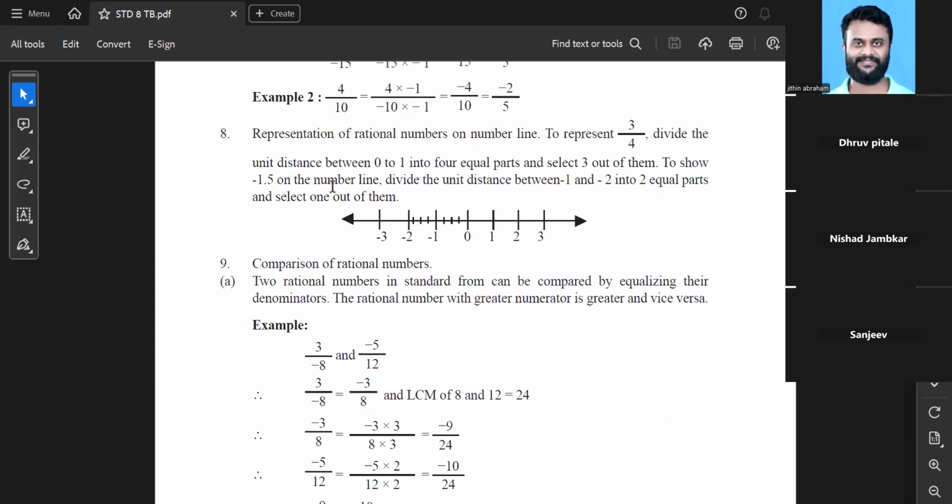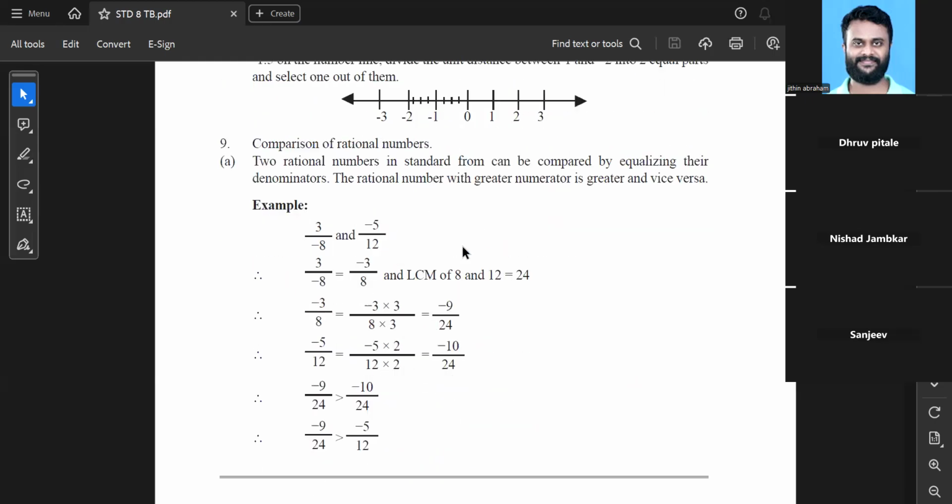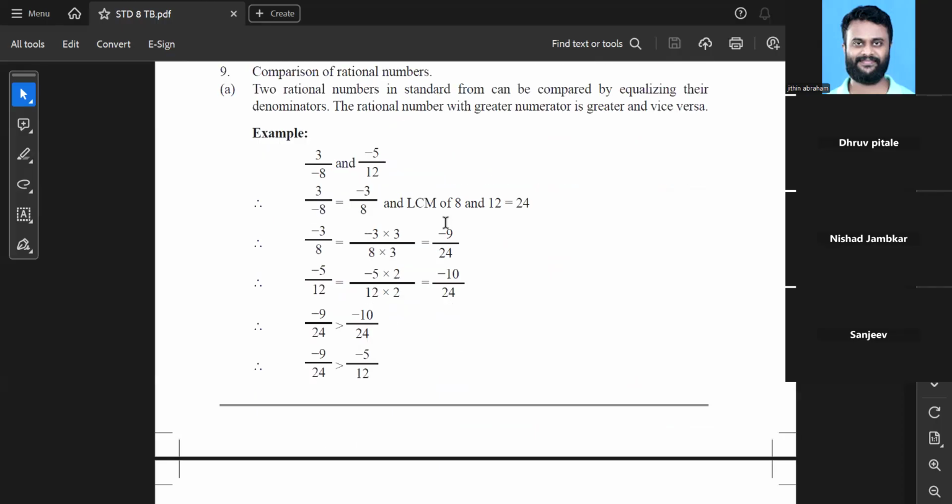Now, the representation of rational numbers on the number line. This also we have discussed. Comparison of rational numbers, how do we compare?